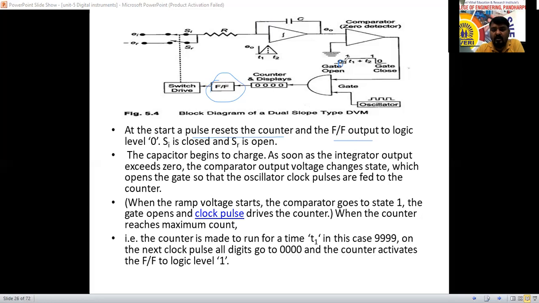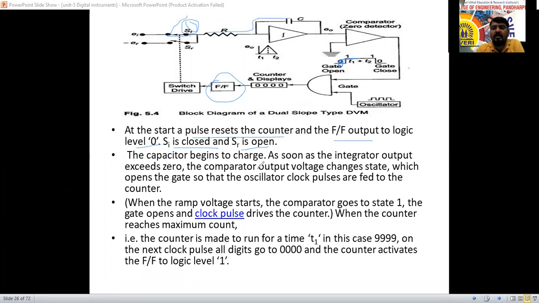The gate has to be opened. Logic level 0 here. For the 0, what will happen? It is going to give the pulse here. At that level 0, S1 is closed and SR is open. The switch for input is closed now, and SR will be in open condition. So the capacitor begins to charge.